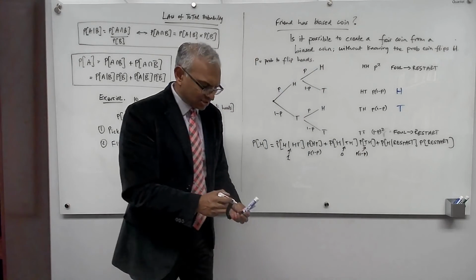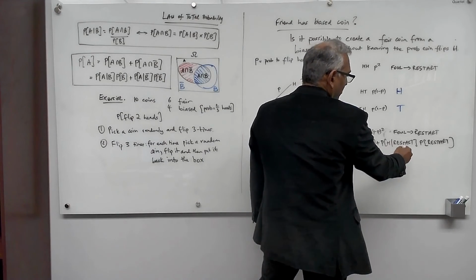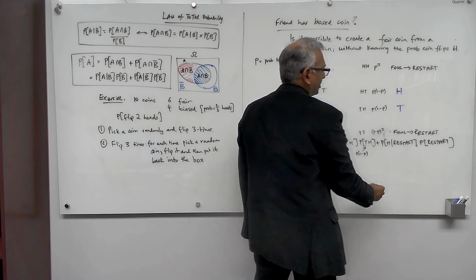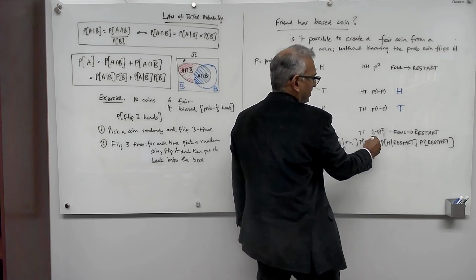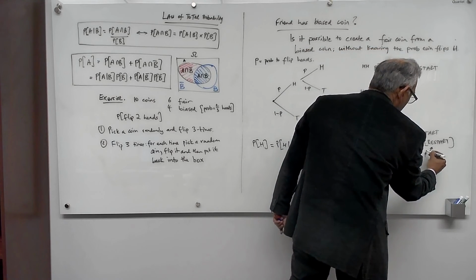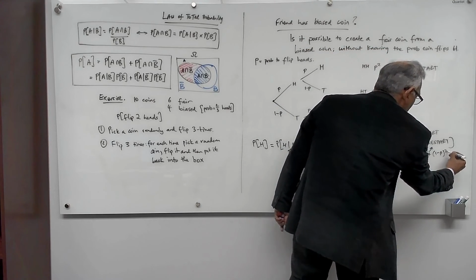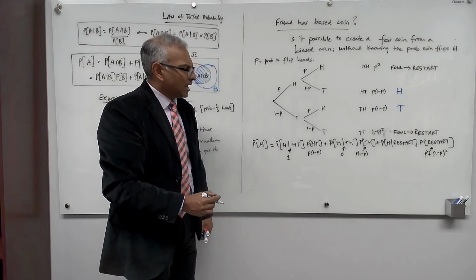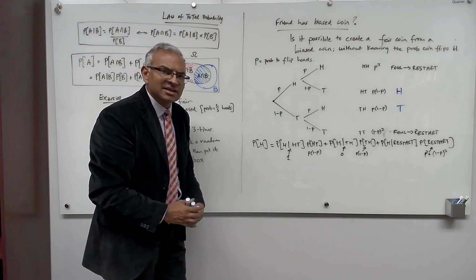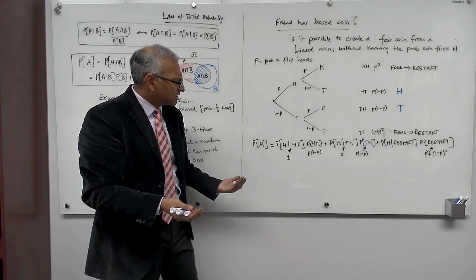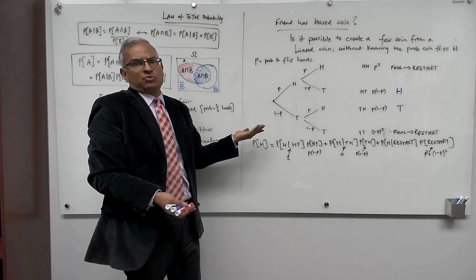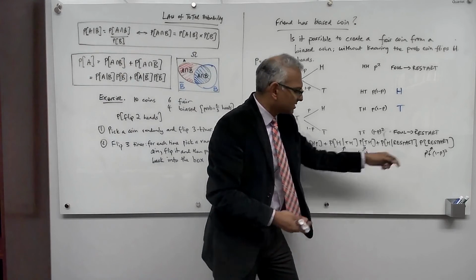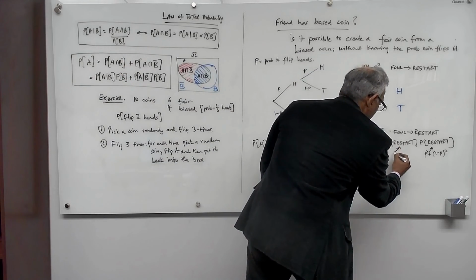But now comes the interesting case. The probability of heads, given that you restart, times the probability of restarting. Well, the probability of restarting is p squared plus 1 minus p squared. Now, what's the probability of heads given restart? Well, if you restart, the chances of heads are exactly the same as the chances of heads at the beginning of the experiment, because that's what it means to restart. So this is exactly the probability of heads.